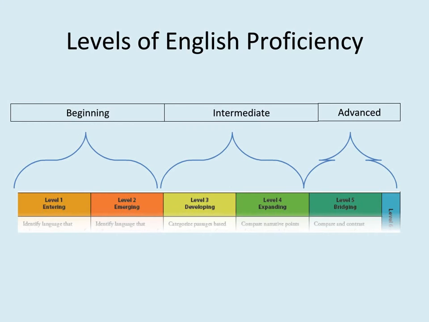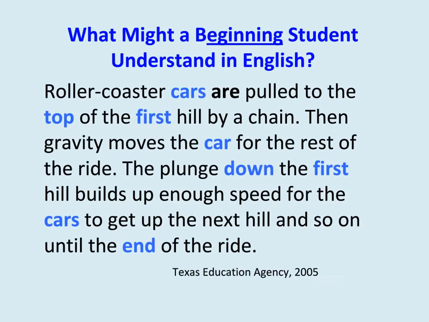There are many different ways to think of English language proficiency levels for bilingual students. We are drawing on the work of WIDA, where they have identified 6 levels of English proficiency. Levels 1 and 2 can be considered beginning level, levels 3 and 4 intermediate, and levels 5 and 6 advanced. What does it mean to be at the lowest levels of English proficiency?